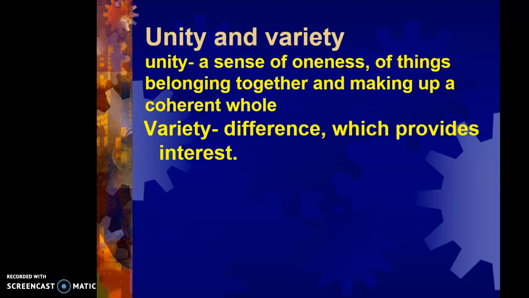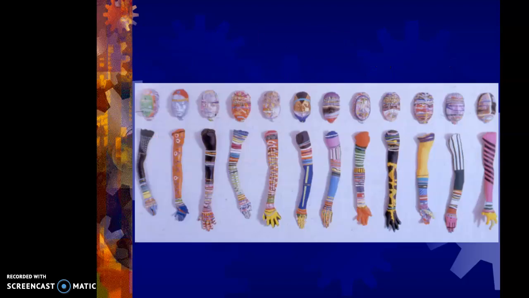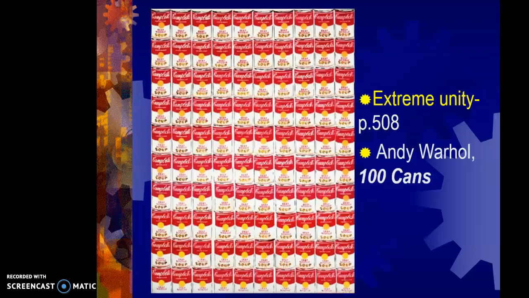Now, unity and variety. Unity is a sense of oneness of things belonging together and making up a coherent whole. And then variety is difference, which provides interest. So let's take a look at this Ben Jones piece. There is unity and variety in this piece. Both of those are in this piece. We have unity in the fact that it's faces, arms, and hands, and we have variety in the fact of the patterns and the color usage.